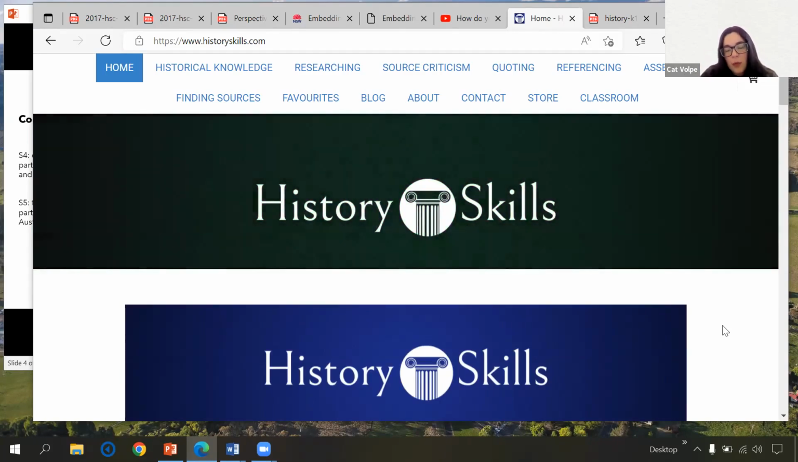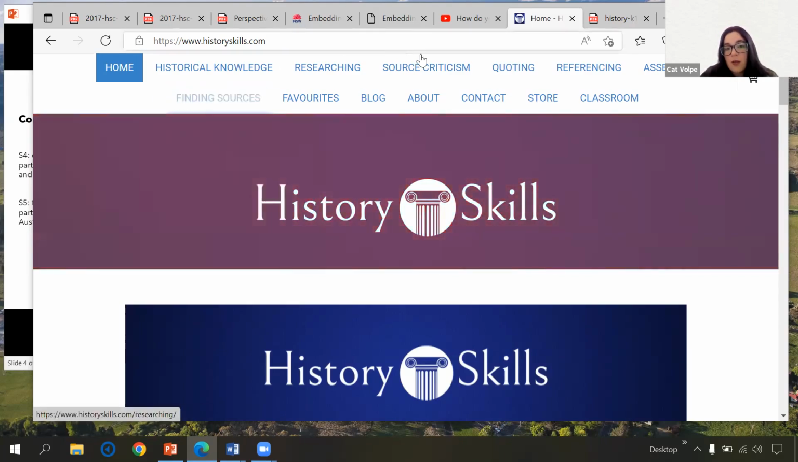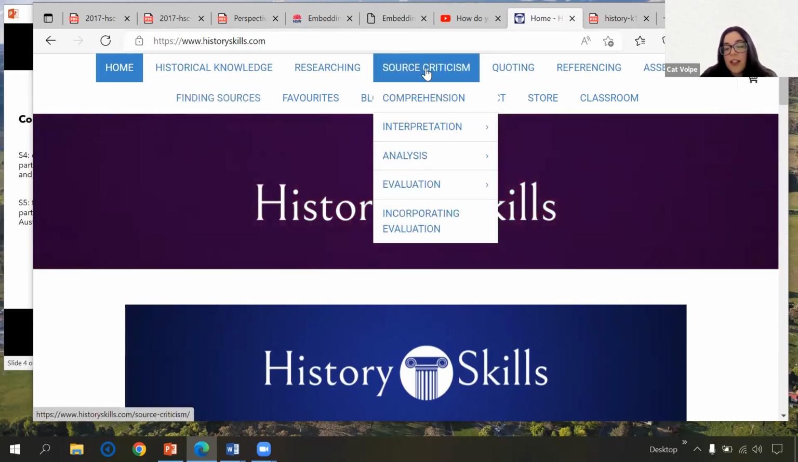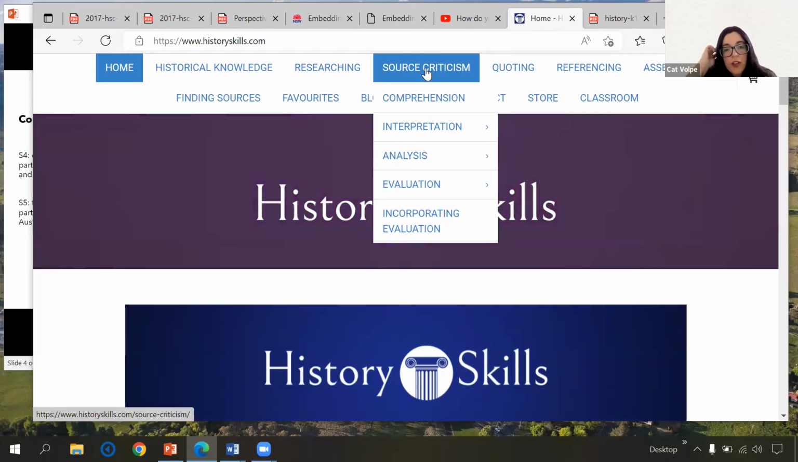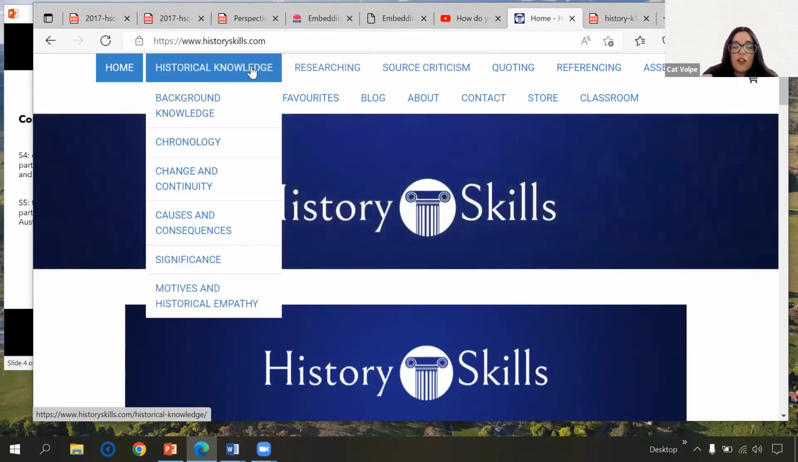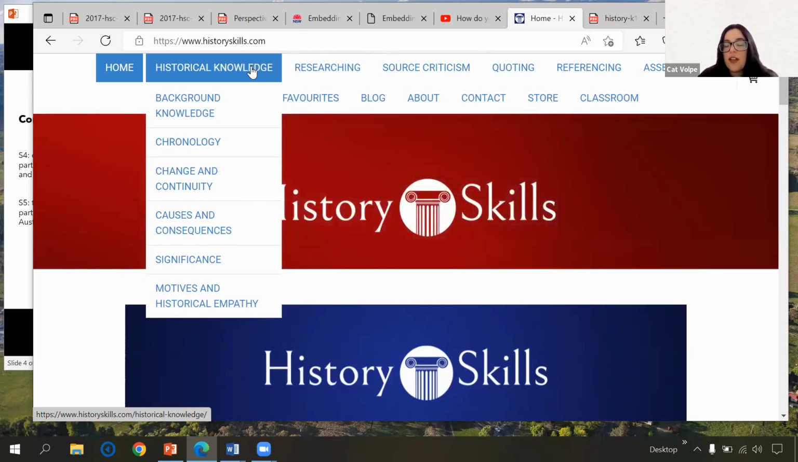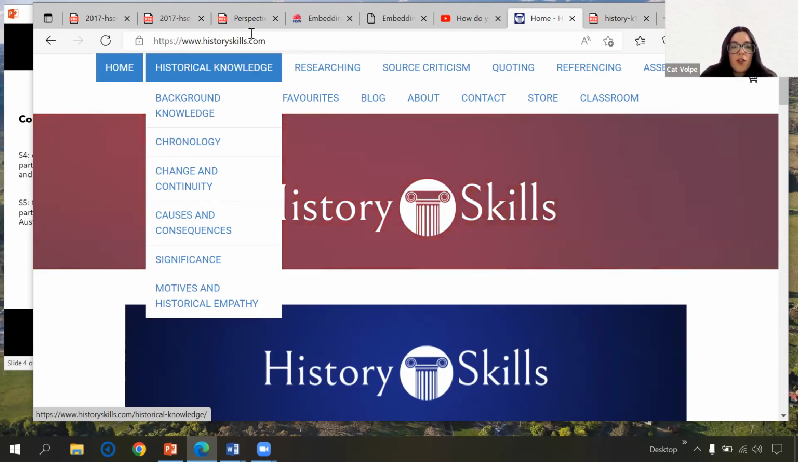Now, a lot of it is probably more geared towards secondary, but you may find it useful, even those of you who are in the primary unit, because it goes over quite a bit of information that you may find helpful. So analyzing sources, and evaluating sources, also conducting research, which students need to do right from early stage 1. And also historical knowledge. So what does it all mean? What does significance mean? What does it mean when we say change and continuity? So you could find this quite a useful site.